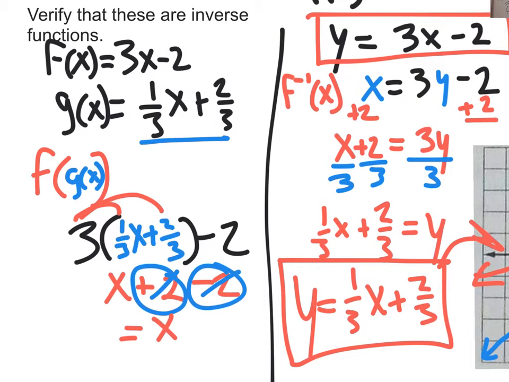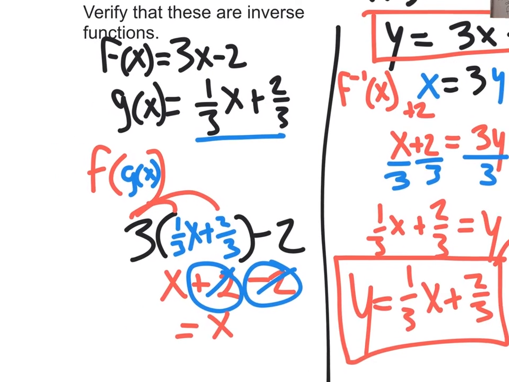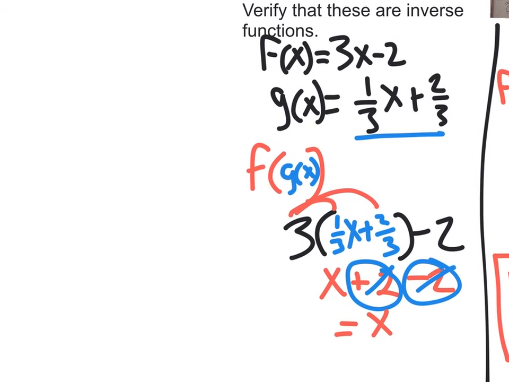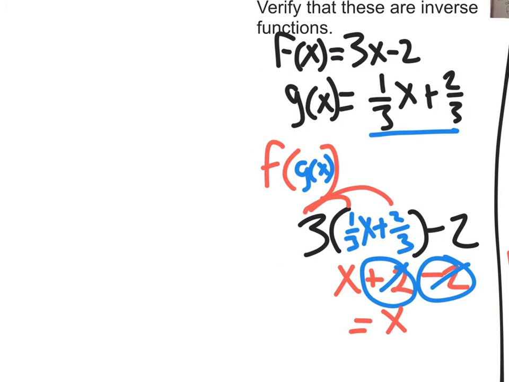So are we absolutely certain that these are inverse functions of each other? Not yet. Why? Because we've only done f of g of x. We still need to do g of f of x. So this other one says plug your f of x into your g of x. Right? That's what it says. So my f of x is this, and I'm going to plug it into my g of x.